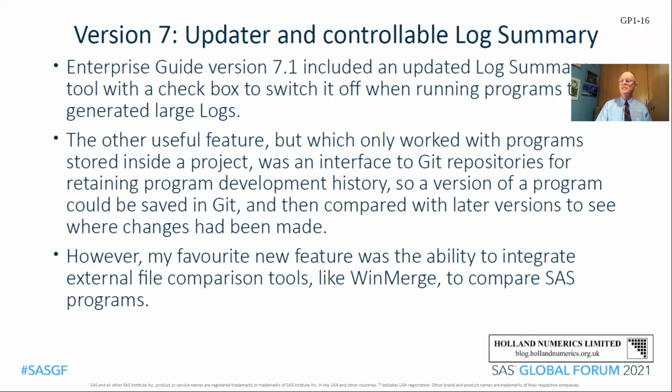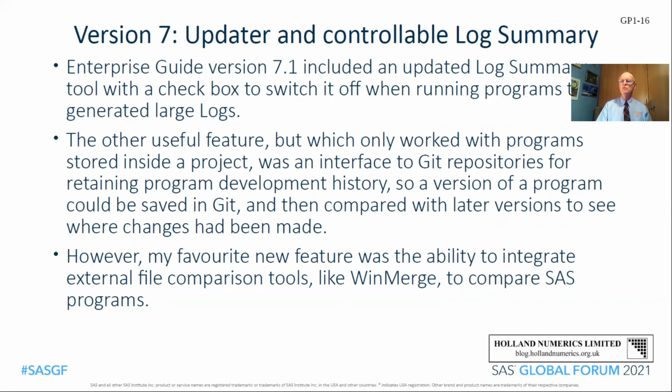7.1 introduced an updated log summary. I don't know whether that had anything to do with me moaning for the entire time 6.1 had been around. But I'd like to think it was me, but I suspect other people would complain too. And it came with a checkbox, which allowed you to switch it off in the options. So you could then switch it on when you needed to use it, but by default, it would be switched off if you switched it off there.